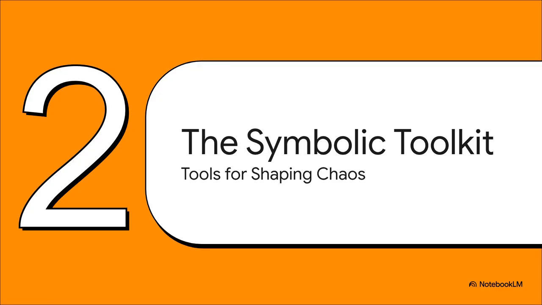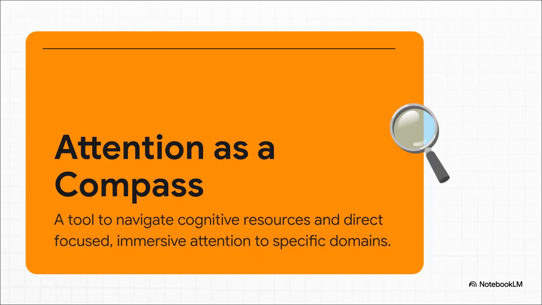So, if that's the massive problem, what's the solution? Well, let's get into the first set of tools for shaping all this chaos. The system introduces a symbolic language. And this is the clay we can finally use to start building some order. The very first tool is all about reframing your attention. Usually our attention feels like it's being yanked in a million directions at once, right? So what if you thought of attention as a compass instead? It becomes a tool that you control. You can use it to consciously navigate your own mind and point that focused, immersive attention to one specific thing at a time. It's the first step to taking back control.